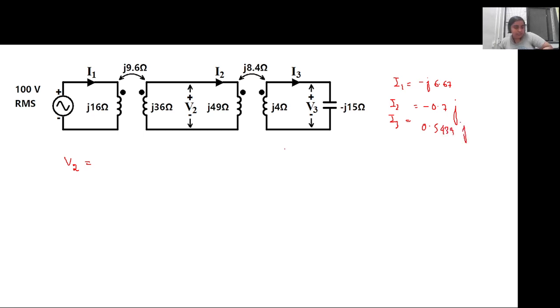So could you calculate V1 and V2 and V3 and let me know what is the value? Calculate the RMS value only, because we have calculated all the RMS values of the currents. What will be V2? 38.79.